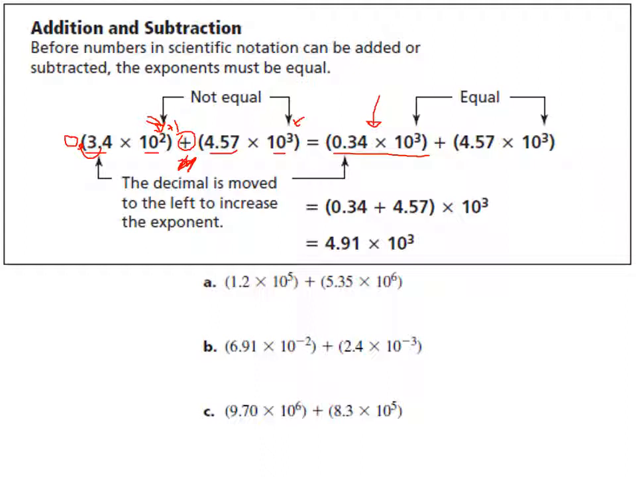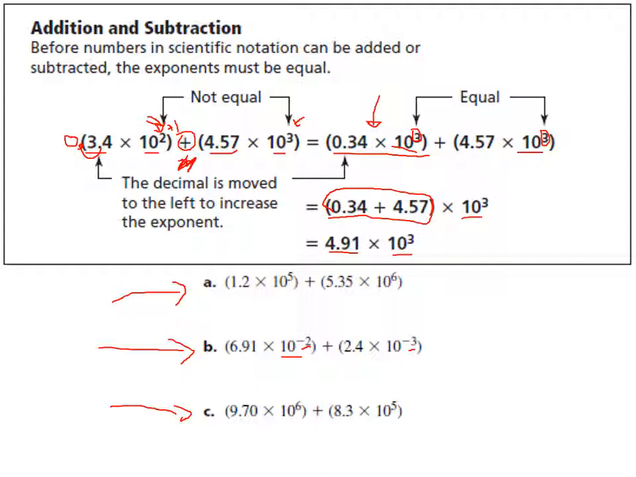So now that we have the bases of 10 to the same exponent, the power of 3 here, what you can do is simply add up your coefficients. 0.34 plus 4.57, that gives you 4.91, and then times 10 to the power of 3. So you leave your times 10 to the power of 3 as is. You're not really changing those at all. And so you can do that for these problems over here. Move the decimal to get your 10s to the same exponent, and you do the same thing for a subtraction.